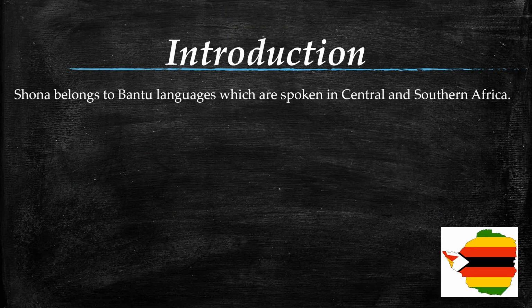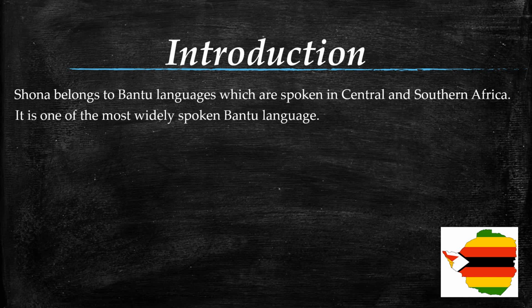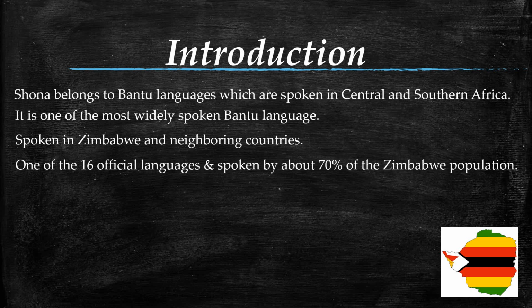Shona belongs to the Bantu languages which are spoken in Central and Southern Africa. It is one of the widely spoken Bantu languages, spoken mainly in Zimbabwe and neighboring countries. It is one of the official languages in Zimbabwe and is spoken or at least understood by 70% of the population.